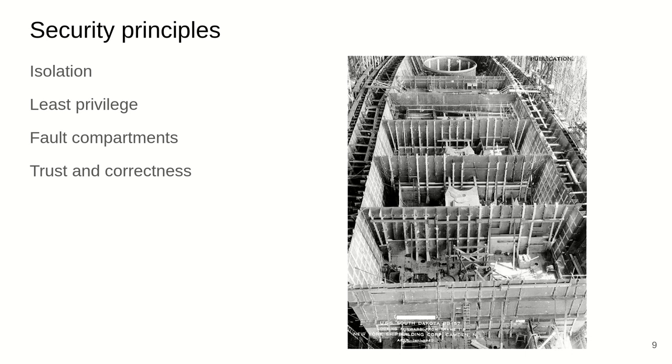Now, today is gonna focus on some of the basics, right? And we are focusing on 4 basic security principles that are somewhat intertwined and depend on each other: isolation, least privilege, fault compartment, and trust and correctness. And I usually visualize this using a ship, a modern-ish ship, as you can see on the right-hand side.